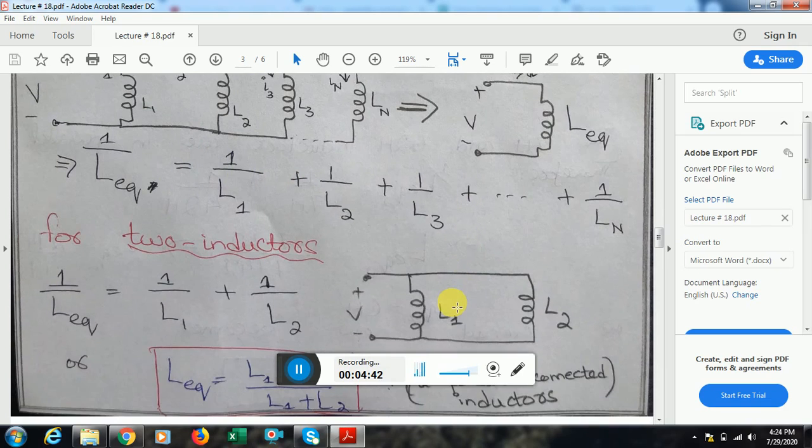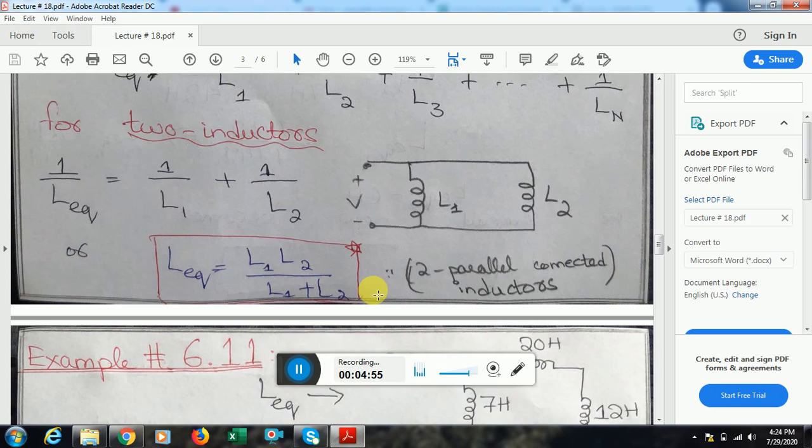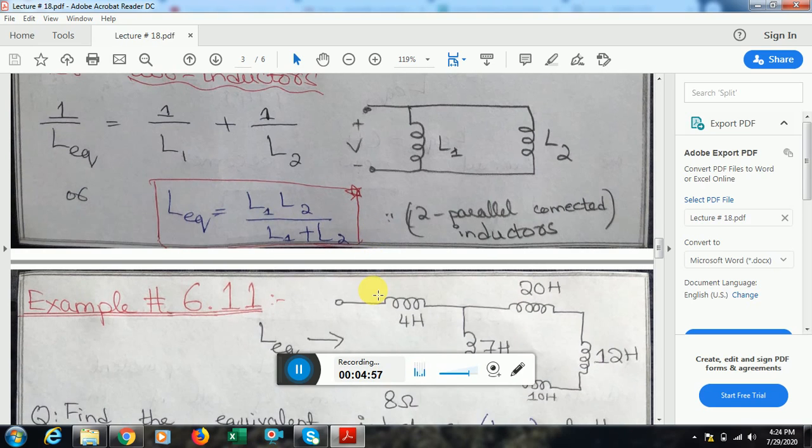So for two inductors, just like in resistors, 1 over L equivalent is 1 over L1 plus 1 over L2. When we invert this equation, we get that L equivalent is equal to L1 L2 divided by L1 plus L2. These are two parallel connected inductors.